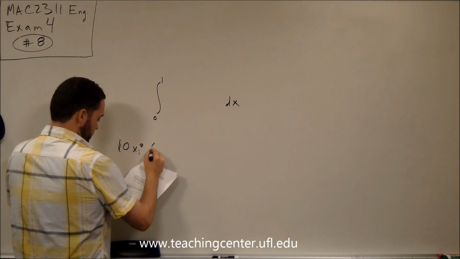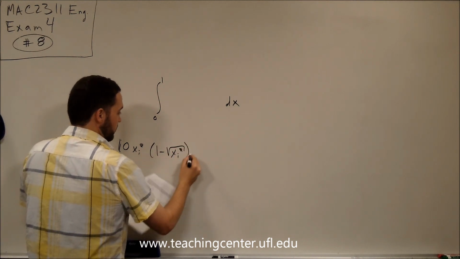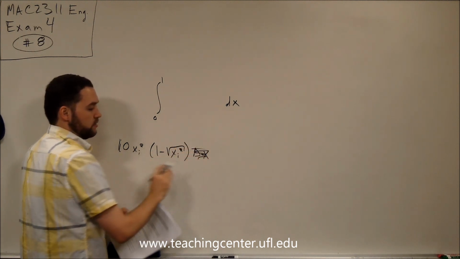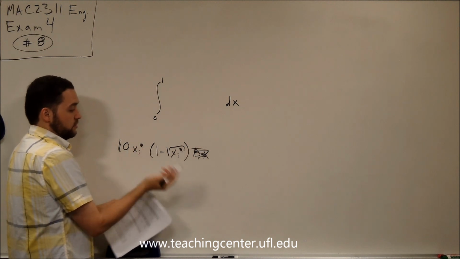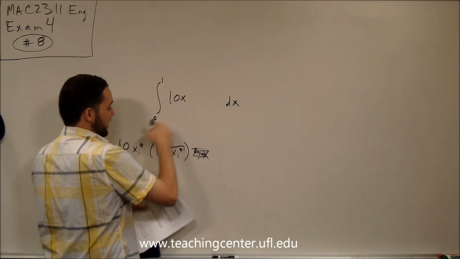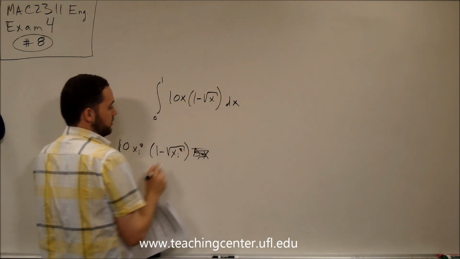10 xi star times 1 minus the square root of xi star, times delta x. Well, this delta x is kind of like that dx, so you don't have to worry about that either. And wherever you see these xi stars, they're just simple x's. So your function was 10x times 1 minus the square root of x.